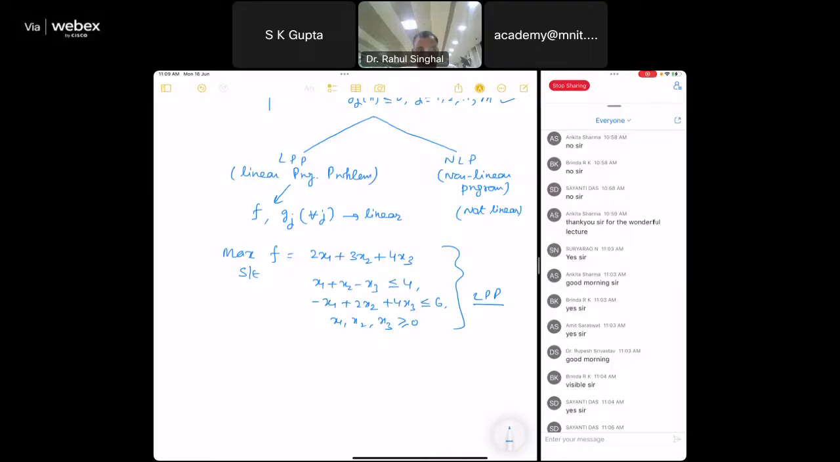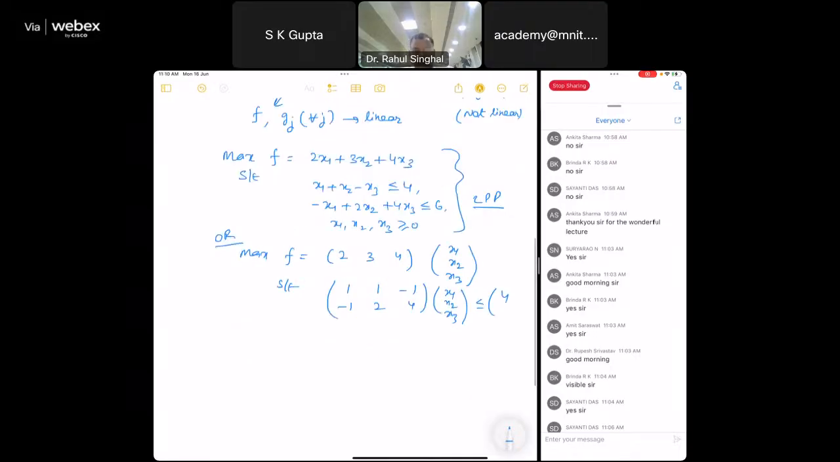Now this problem can also be recast in this way. You can write maximizing f equal to (2, 3, 4) times (x1, x2, x3), subject to the conditions with rows (1, 1, minus 1) and (minus 1, 2, 4), times (x1, x2, x3), less than or equal to the right-hand side (4, 6), and x1, x2, x3 all greater than or equal to 0.